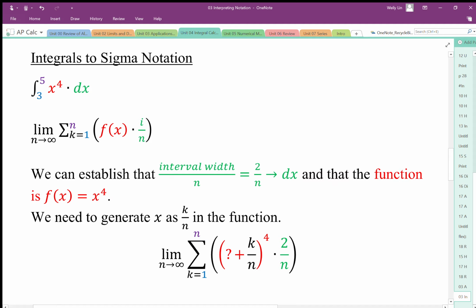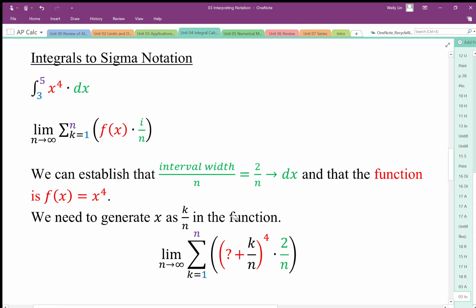The function part of this is going to be the x^4. So we can see that that's the function part, that's going to be the x^4. So we need a function part of this limit notation, or this sigma notation. Once we establish those two parts, we can see that we're going to start at 1 to n. We have our dx part, which is going to end up being the interval width over n. And the function part is going to be some power of 4.